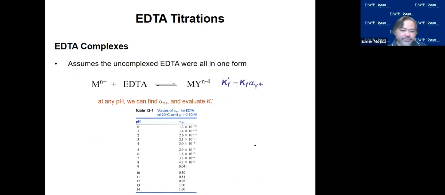So assume that the uncomplexed EDTA were all in one form. So this is with just EDTA at any pH. Okay, so this is the constant. This is how the reaction would look like. So Kf is just equal to whatever's the Kf given and the alpha Y4 at any pH.